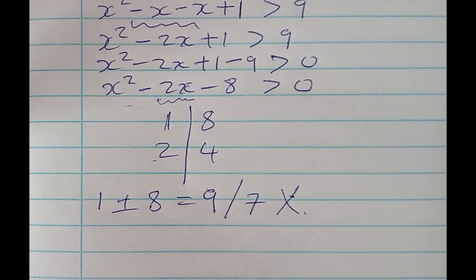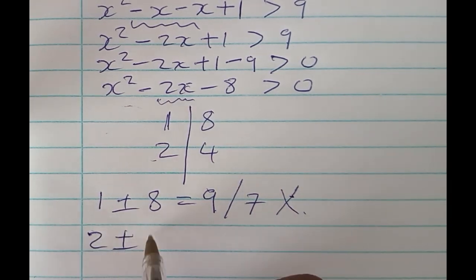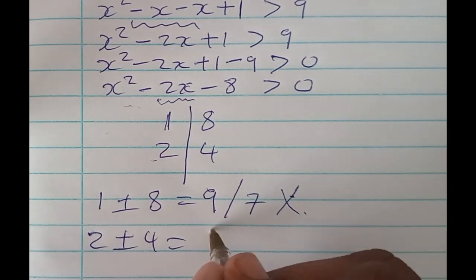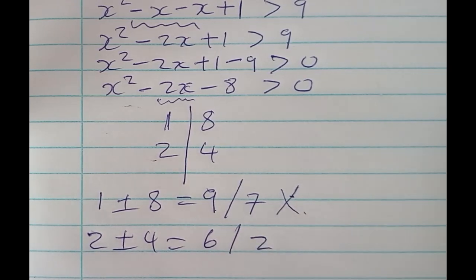So I'll use the second values, 2 and 4. If I add them, I get 6. If I subtract them, I get 2. So this is what I'm looking for. So I'll use 2 and 4. You get it?